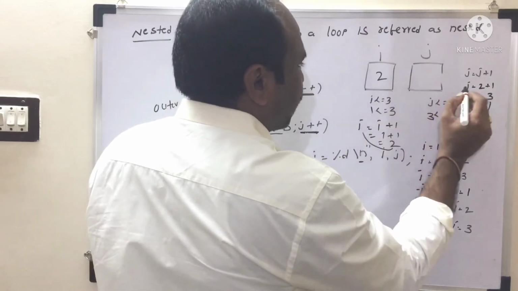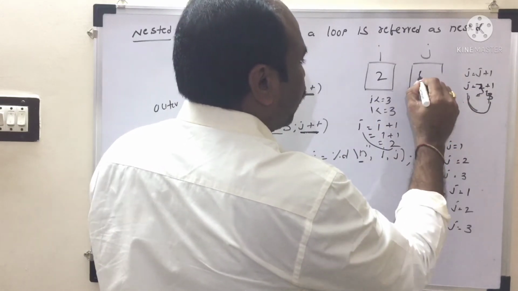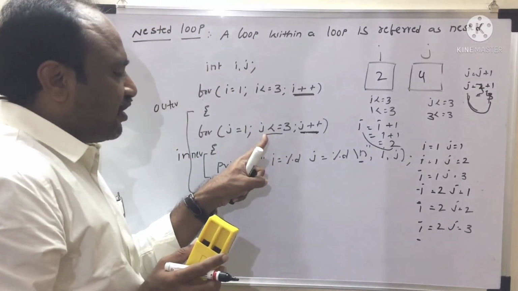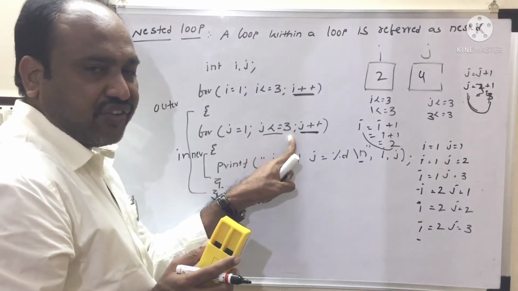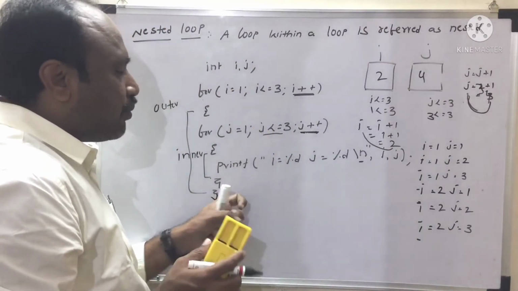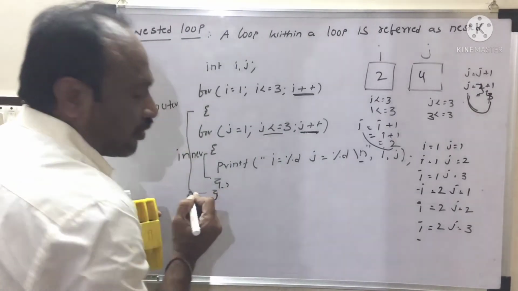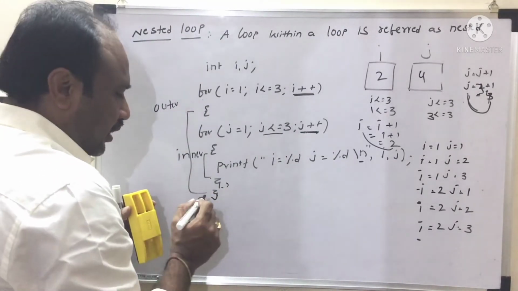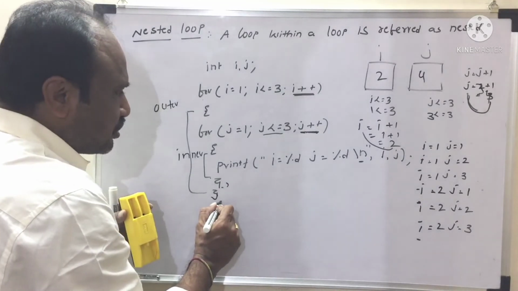J equal to j plus 1. 3 plus 1, J value becomes 4. Again check the condition in inner for loop. 4 less than 3, condition false. Come out from inner for loop. After coming out from inner for loop, what closes?